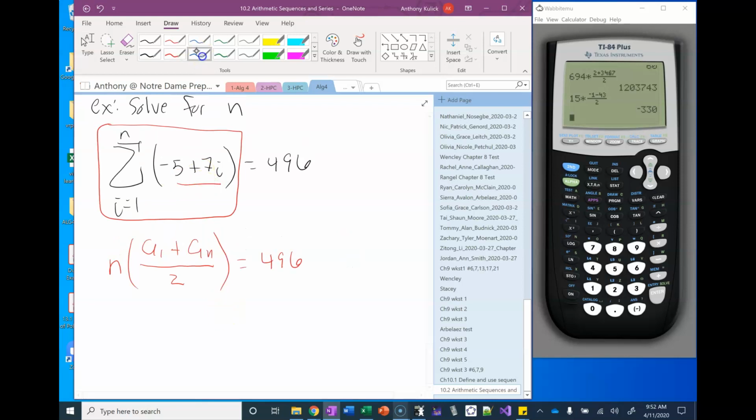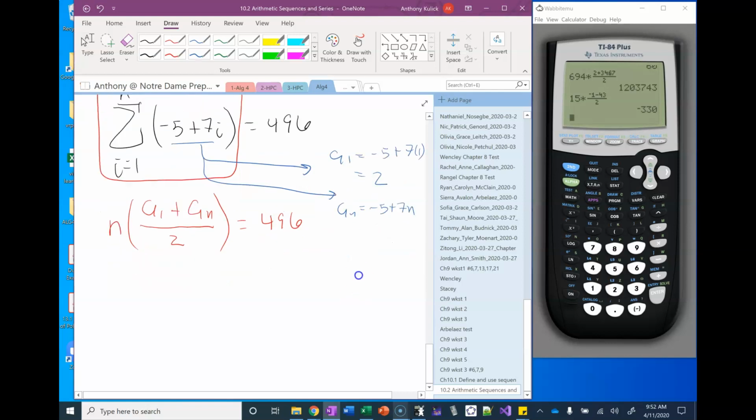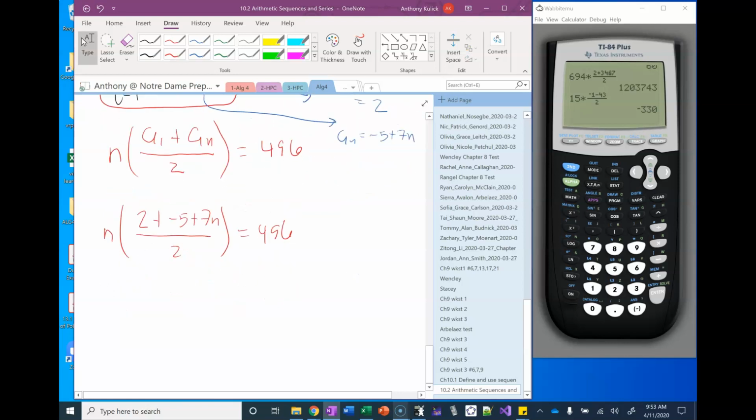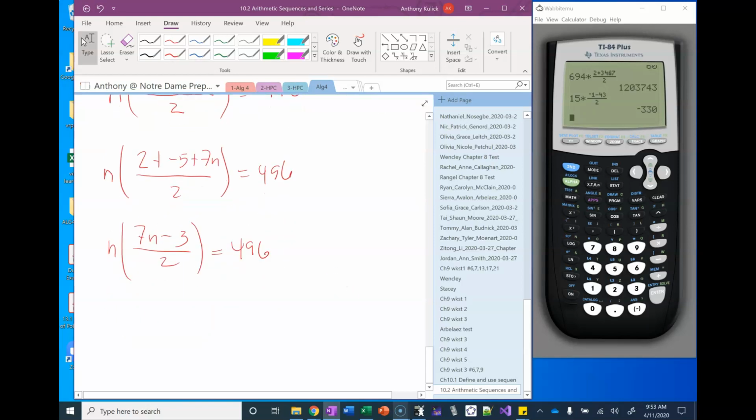I know to figure out A1, I can just take this equation for my sequence and plug in 1 for i. So when I do that, I get 2. And to get A sub n, I don't know what n is, so all I'm going to do is plug in n for i. So if I put this stuff in, I have A sub 1 is 2, I have negative 5 plus 7n, all over 2, is equal to 496. If I combine like terms in the numerator of my fraction, I have 7n minus 3 over 2, which is equal to 496. And now I'm going to distribute this n through.